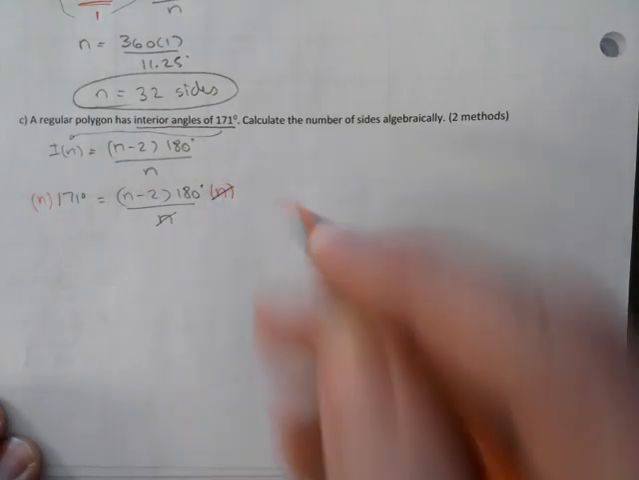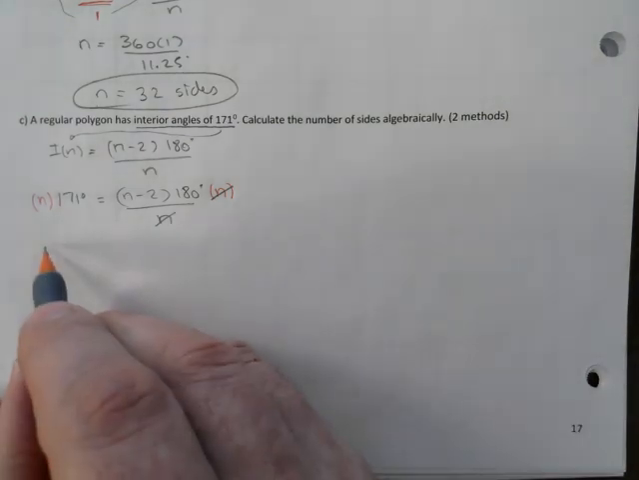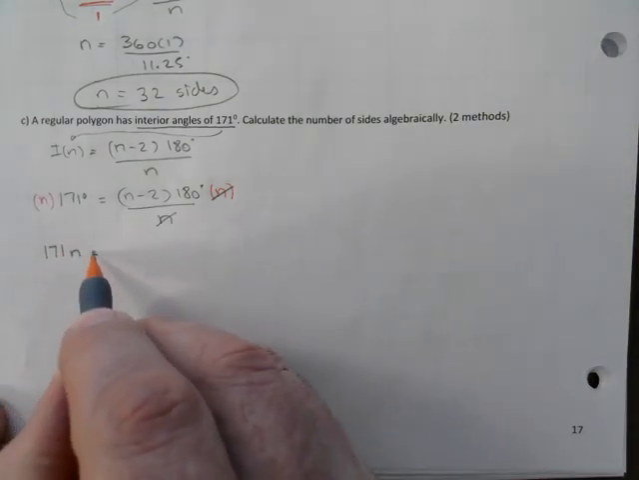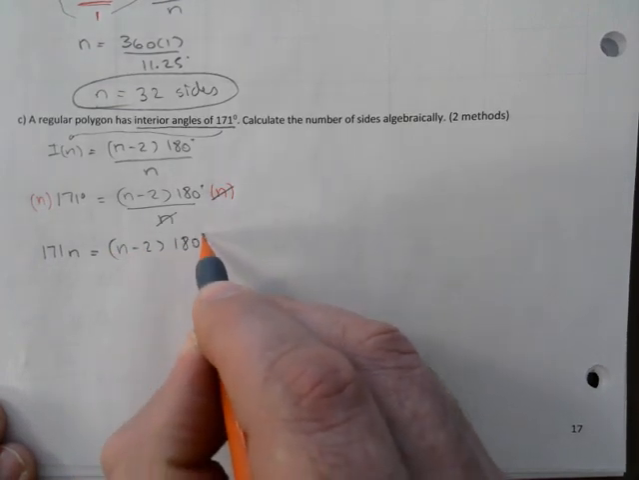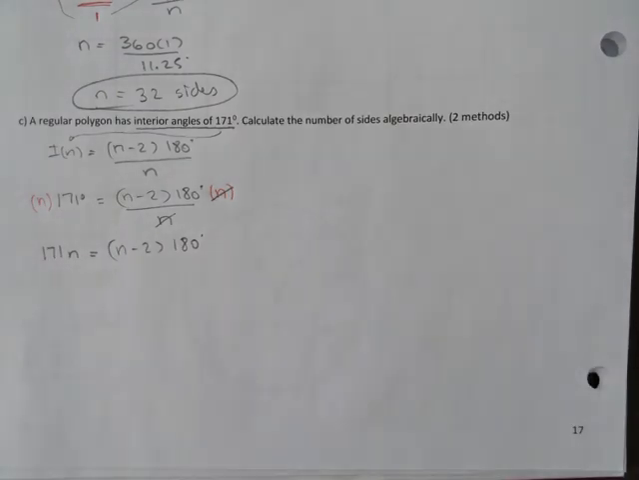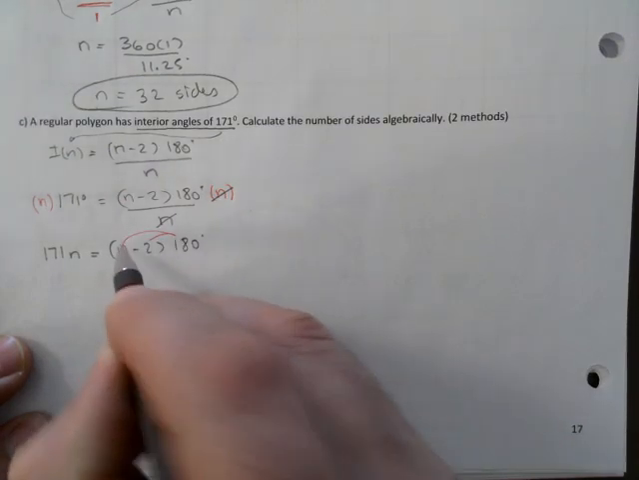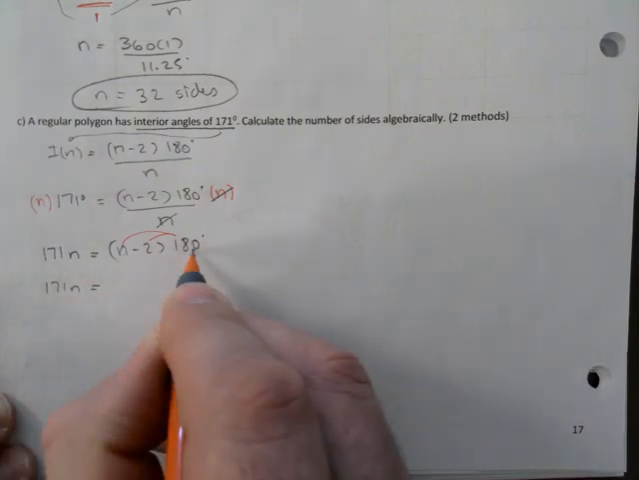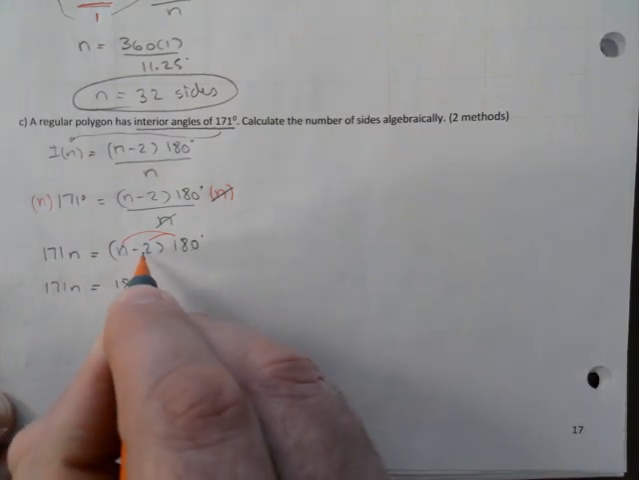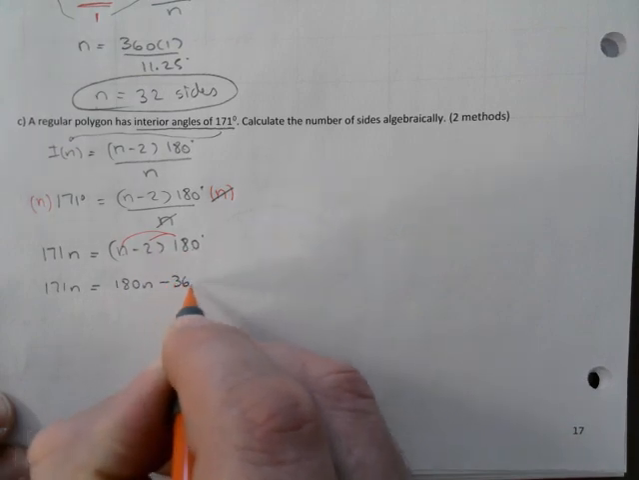So cancel out the N's. So this ends up with 171N on this side. And I will just show this step here. Earlier I told you get rid of the 180, right? Here I will tell you distribute. You can divide, but here I'll tell you to distribute. So we're going to cross it out like that, multiply it out. So 171N is equal to 180N minus 2 times 180 is 360.